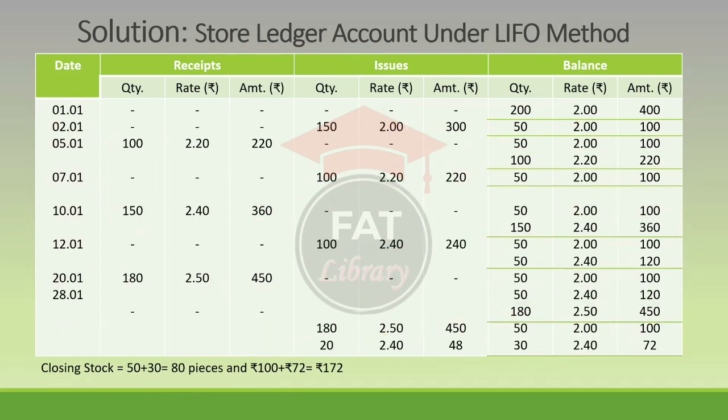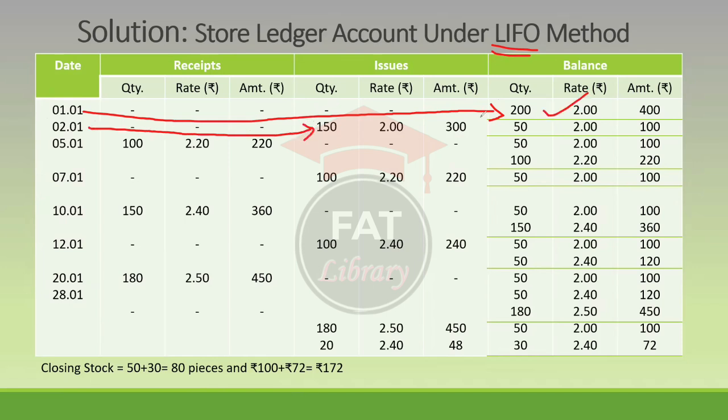Okay. So the next calculation is for the LIFO method. How to calculate under the LIFO method? Under the LIFO method, you can see on 1st of January, they have the opening stock as it is written. And on 2nd of January, they are issuing some materials, and we have only one stock, so from this stock only we have to take. Correct. So of the 200 units, we have taken 150 units, and the balance 50 units we have written at the same rate. Next, on 5th of January, we are receiving 100 units for 2 rupee 20 paise.